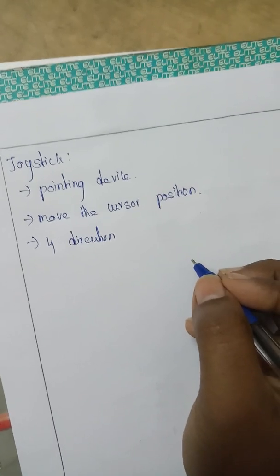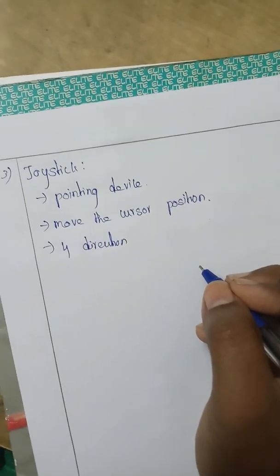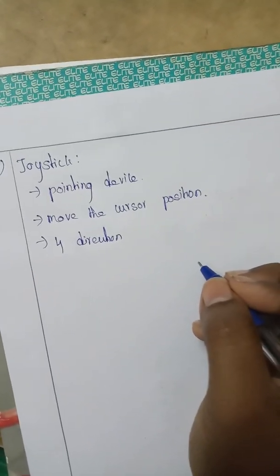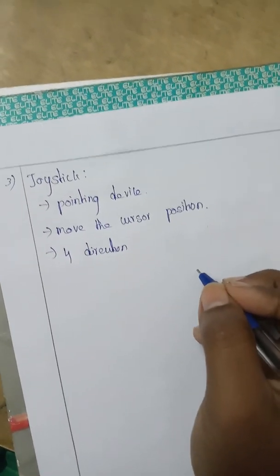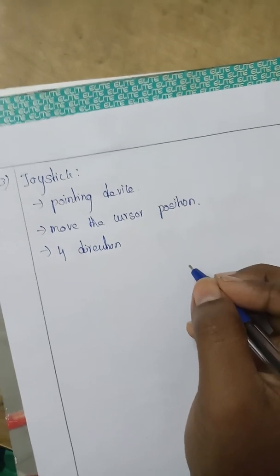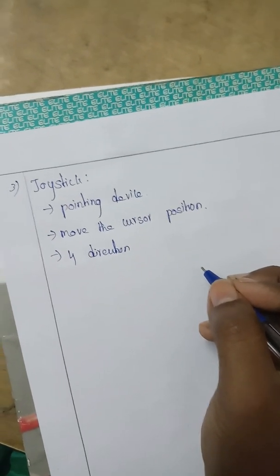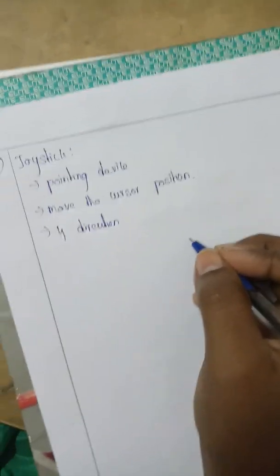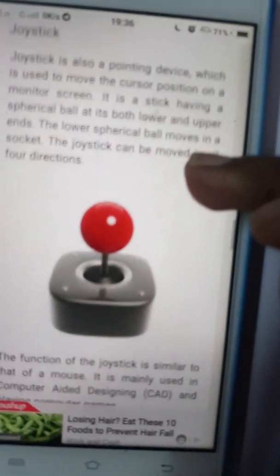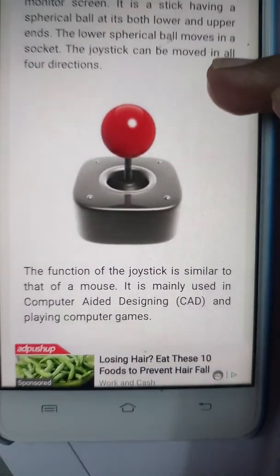So what is a joystick? It is an input device and also known as a pointing device. It is used to move the cursor position on the monitor screen, and it can be moved in 4 directions. This is the image of a joystick.